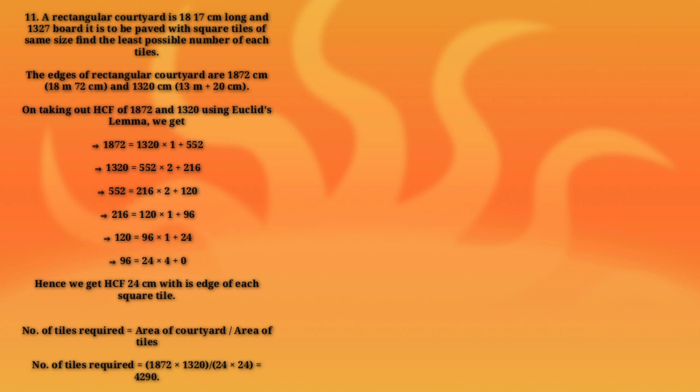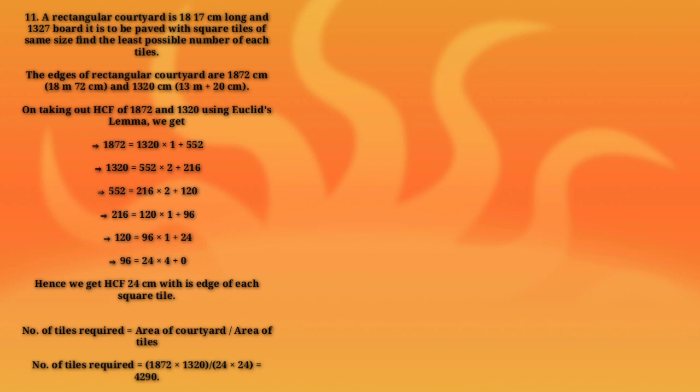So the number of required tiles. We will divide the area of the courtyard by the area of a tile. So the area of the courtyard is a rectangle, so area of rectangle is L into B, and the area of a tile is a square. So area of square is side square.